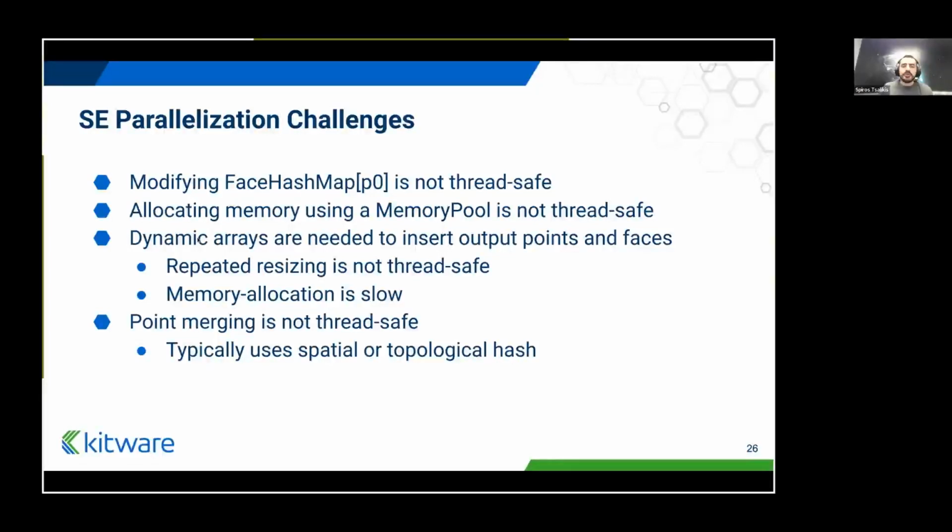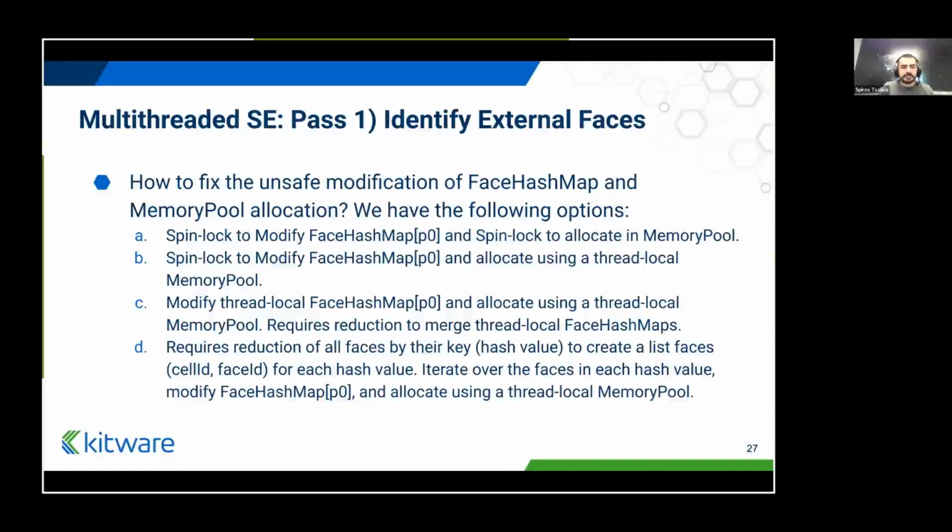The other problem that we have is dynamic arrays, because they are needed to output points and faces. So we cannot do any kind of resizing because it's not that safe. And the memory allocation of dynamic arrays is slow when we try to insert points and faces. Also, point merging is not thread safe. And typically you use partial topological hash, as Will mentioned previously. So how are we going about dealing with each of those problems?